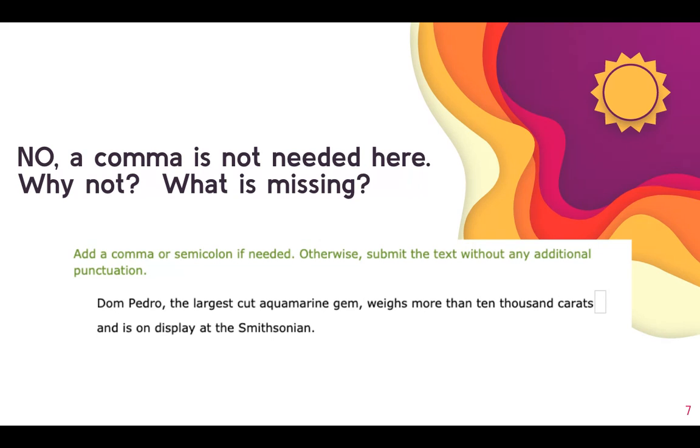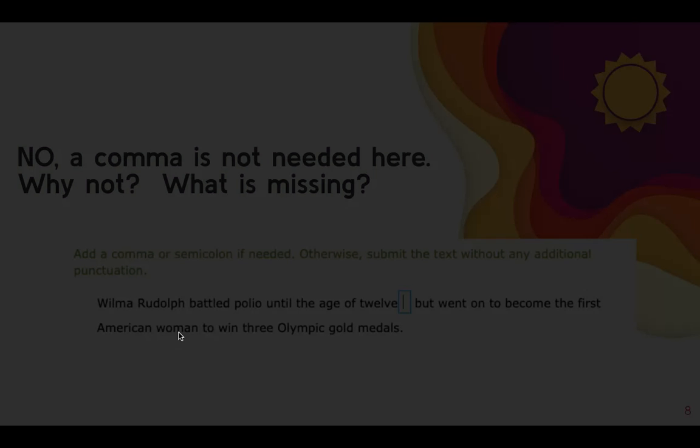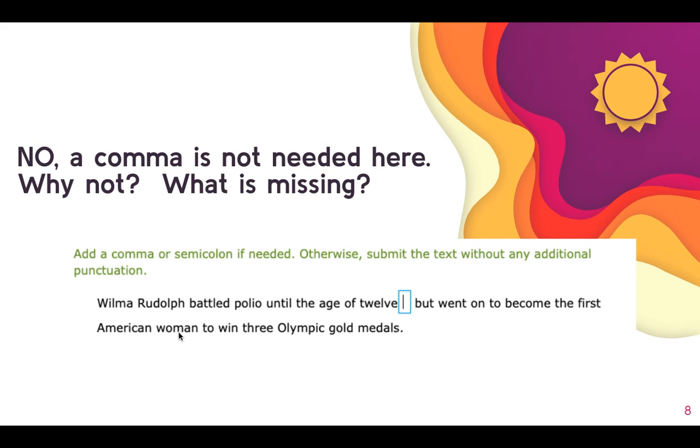And it tricks us because it has the word but and is not joining two independent clauses. It is joining two verbs. It is saying that this gem weighs and is on display. If it had the word it after and, it would have a subject and a verb, but there is no subject after and. It just says and is on display. So we know what it's talking about, but it is not listed there.